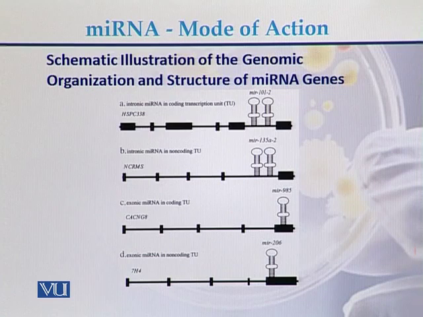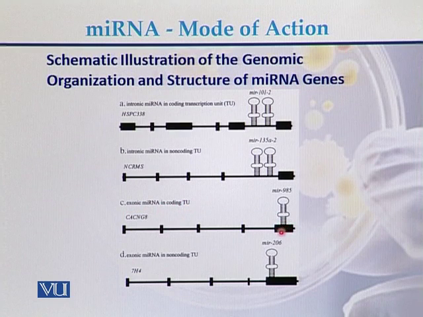So in this way, miRNA controls the transcriptional regulation, or how it has to control the transcription of the genes. If we see the schematic illustration of genomic organization and structures of miRNA genes, meaning where are the miRNA genes on the genomes. miRNA genes can be present within the coding transcription unit. So this is the coding transcription unit, and the genes can be present at this location. Intronic miRNA in non-coding transcription units: they can be in the non-coding transcription units. Here are the non-coding transcription units, and there can be the genes for the miRNA. Genes for the miRNA can also be present in coding transcription units.